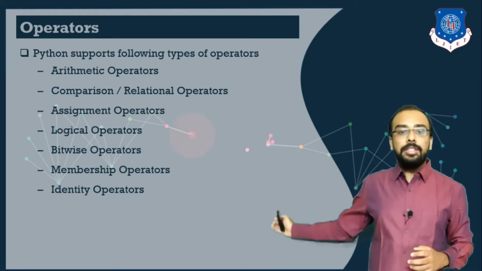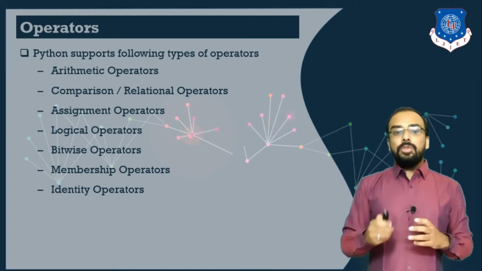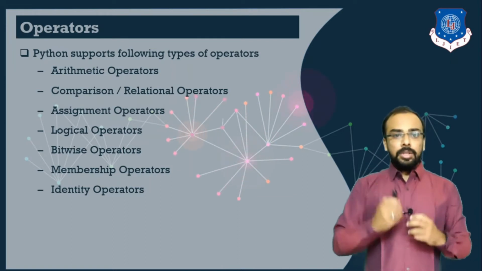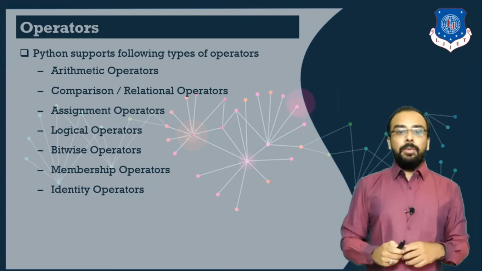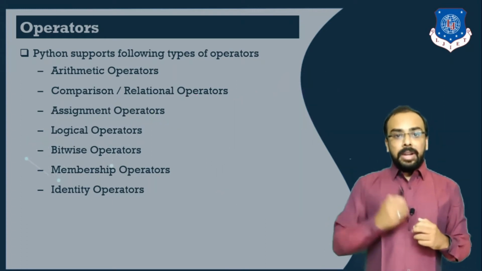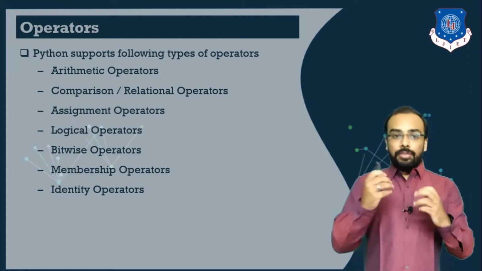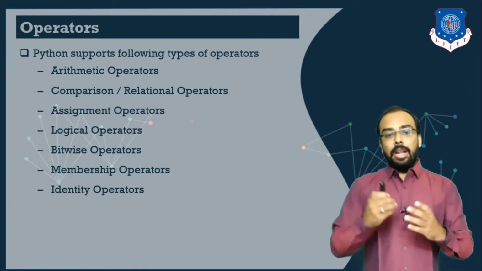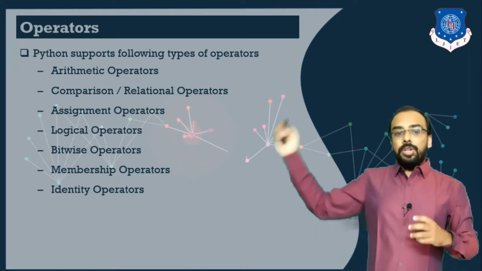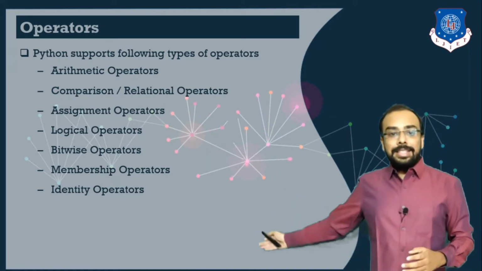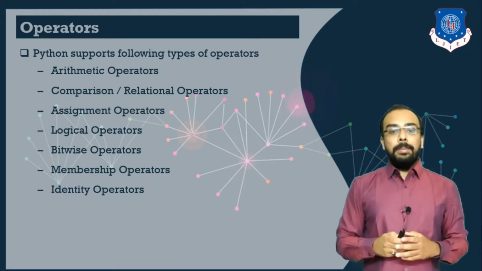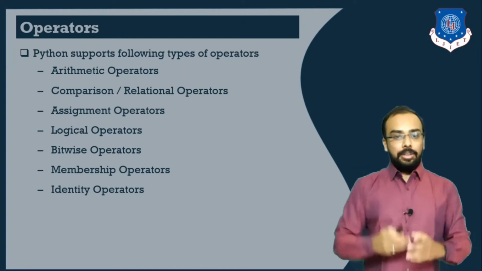The next operators are bitwise operators. They work at the machine level. They include bitwise AND, bitwise OR, bitwise XOR, ones complement. They include the left shift operator, and they also allow right shift operators. Next come membership operators, and the last are identity operators. So let us explore more on membership operators and identity operators.